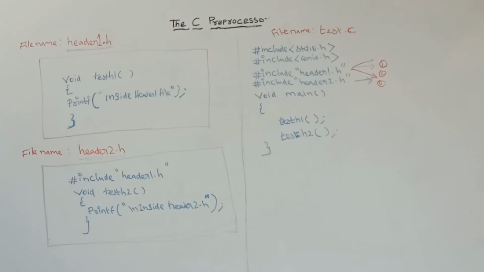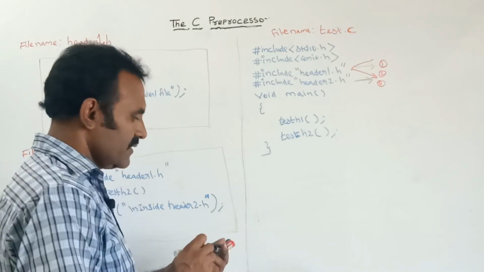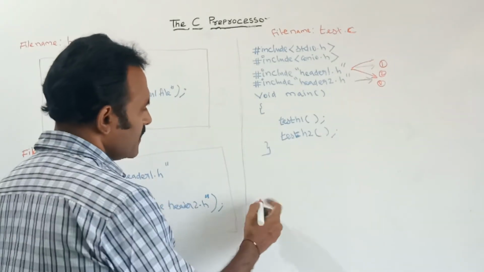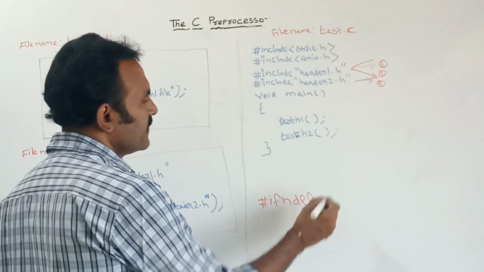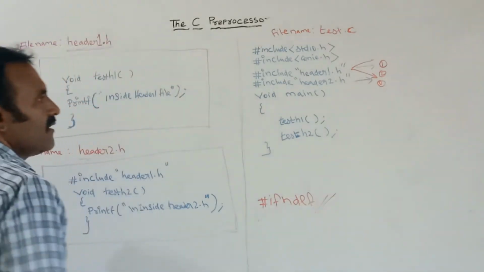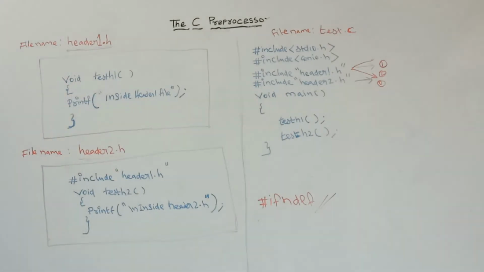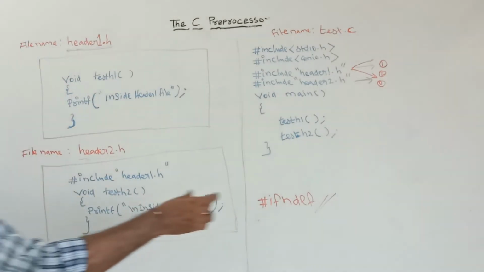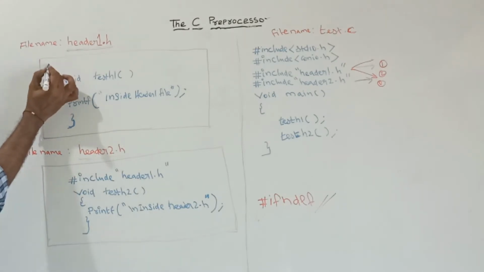So for that we can use this if not defined, that is, this preprocessor directive #ifndef. By using this #ifndef, we can avoid the duplicate copy. So when we are writing the header file itself, we should define this #ifndef. What is our file name? Header1.h. Here I am writing this code. Very first you should include it.